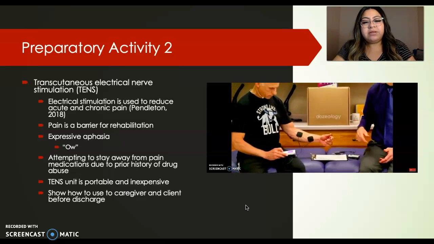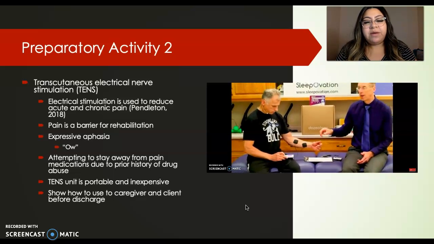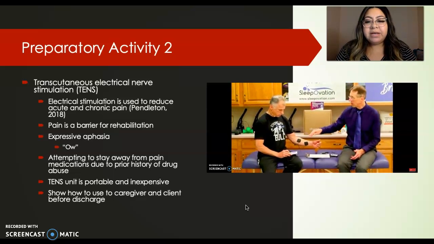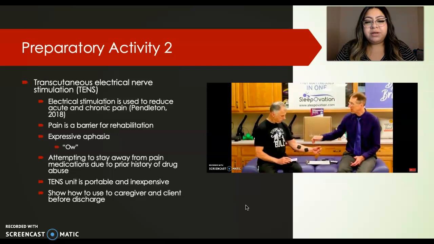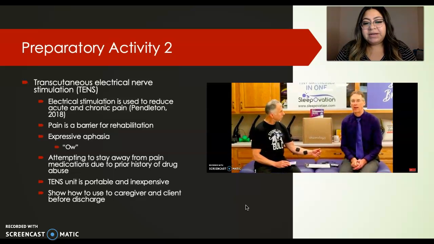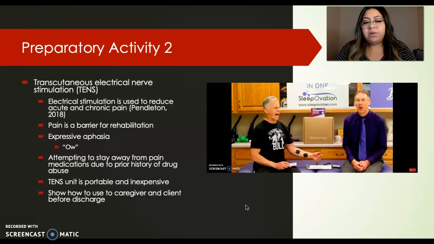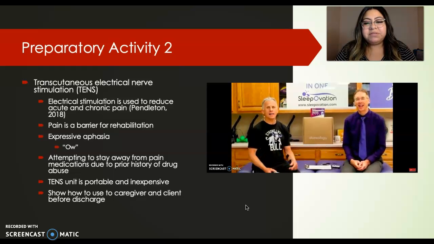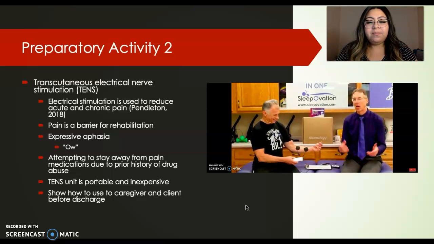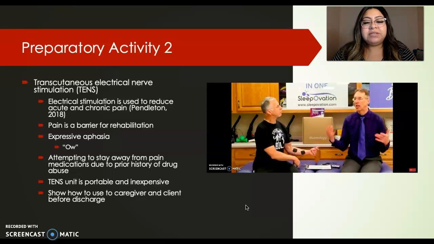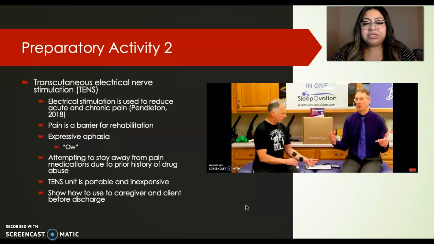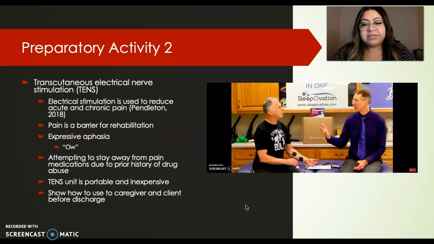The reason why we are doing TENS is because we're attempting to stay away from any pain medications because of his prior history of drug abuse. Also, the TENS unit is portable. He's able to take that anywhere with him, and it is very inexpensive, so he's able to have one at home. We'll want to show how to use the TENS unit to the caregiver as well as the client before discharge.